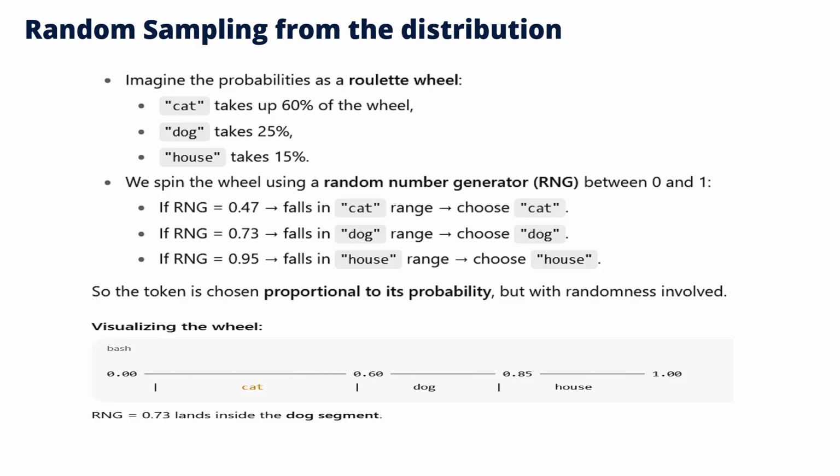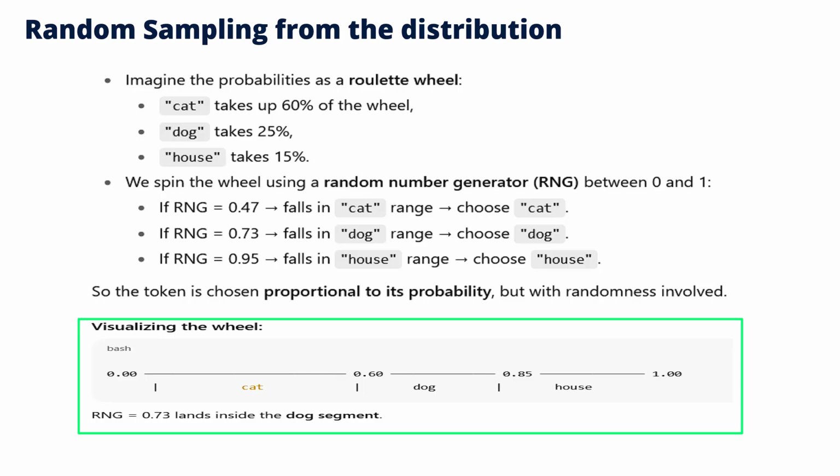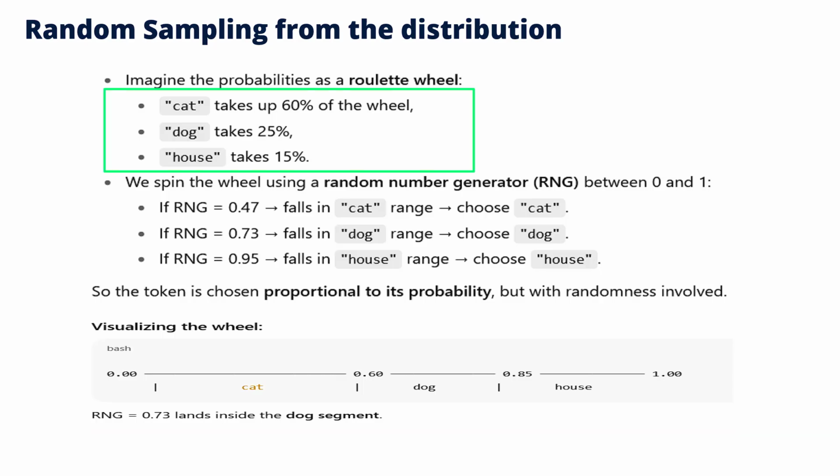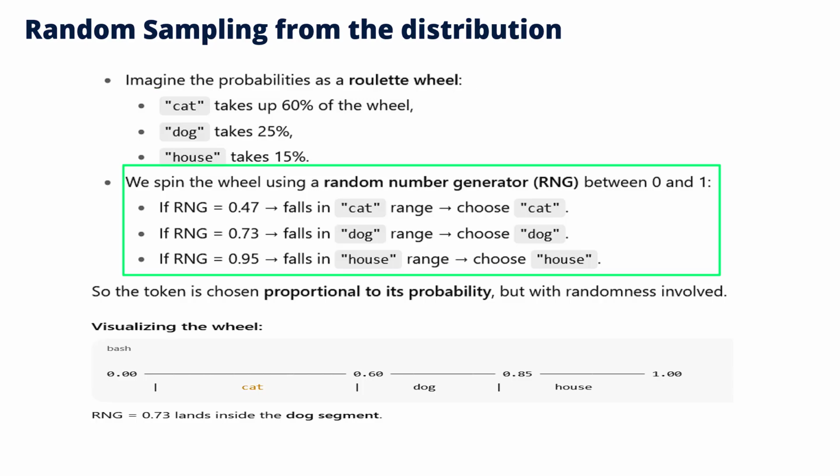Here is how token selection in language models really works. Think of probabilities like a roulette wheel. In this case, cat takes up 60% of the wheel, dog takes 25%, and house takes the remaining 15%. Now, the model spins the wheel using a random number generator between 0 and 1. For example, if the random number is 0.47, it lands in the cat section. So the model chooses cat.